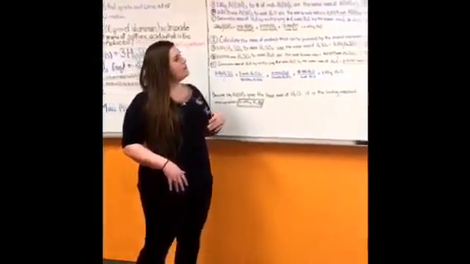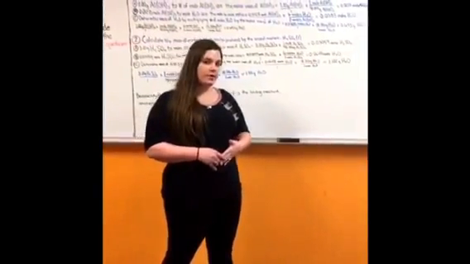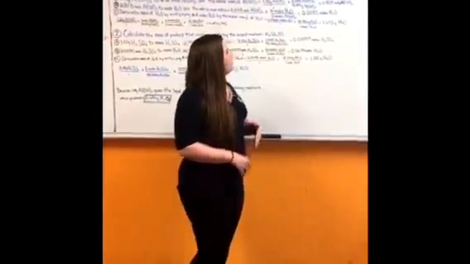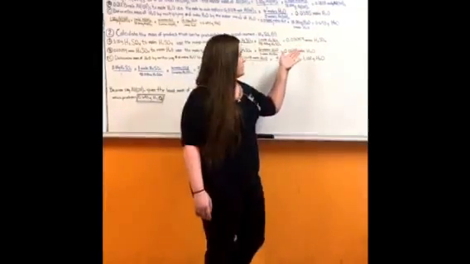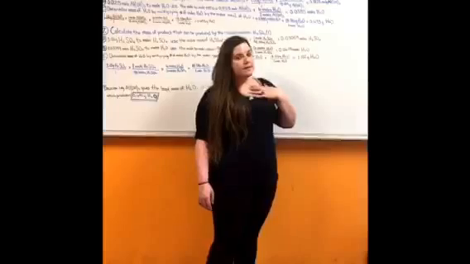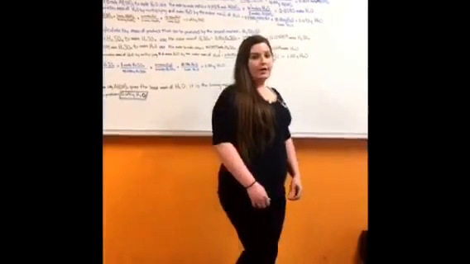Well, we're going to use the molar mass of aluminum hydroxide, which is 78.004 grams, and we're going to divide 1 gram of aluminum hydroxide by 78.00 grams, and this gives us 0.0128 moles of aluminum hydroxide.